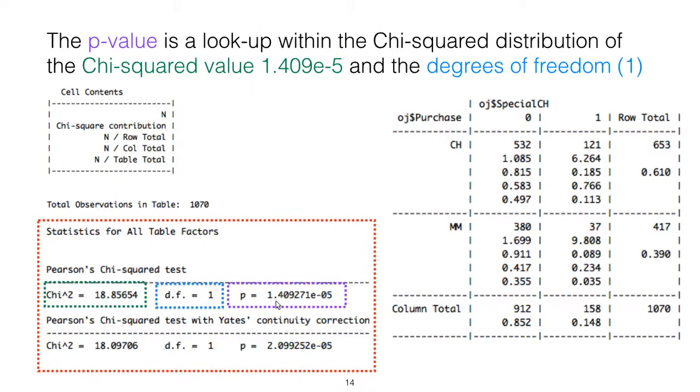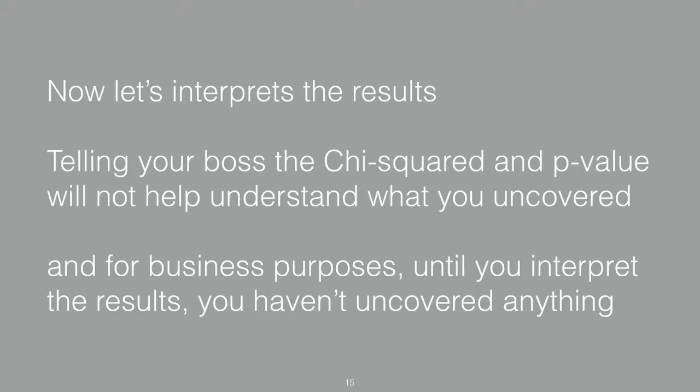Then we have the p-value. The p-value is looked up, or is calculated in R automatically for us, but basically it's saying: with a chi-square value of 18.85, when we have 1 degree of freedom, what is the p-value? And it's this number here, a very small number. With this very small number, we already know that if our threshold is 0.01, this is much smaller than 0.01, and we say that it is significant.